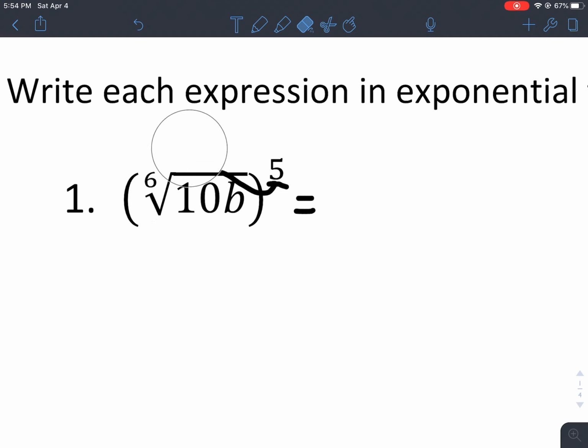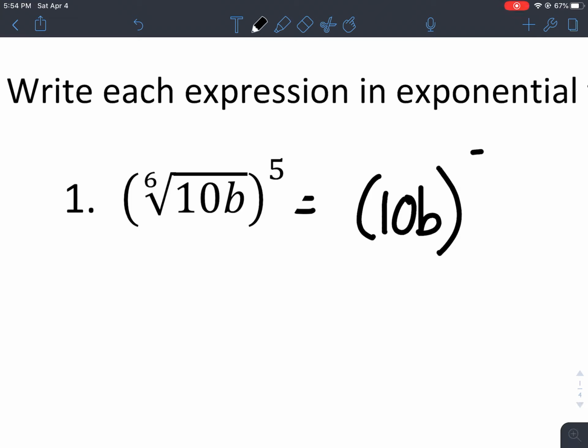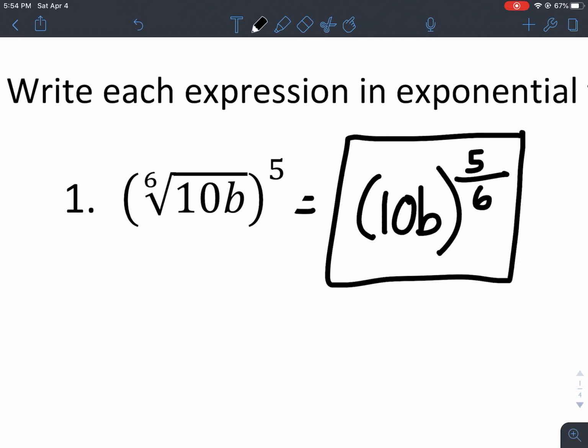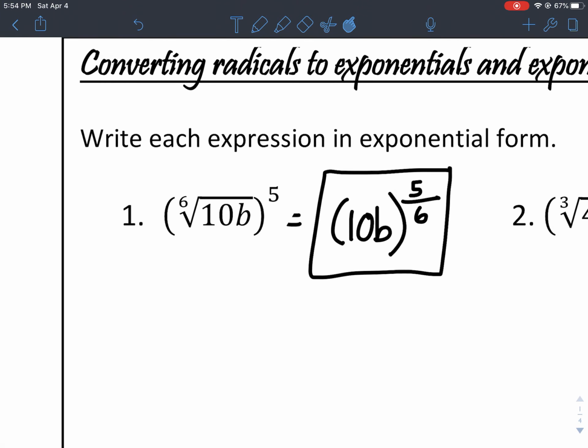So what we have is, what's underneath the radical is 10b. We write that in parentheses. The 5 stays outside, and 6 now becomes the denominator in our exponent. And now we just eliminated the radical and changed it just to an exponential, and that is our answer.